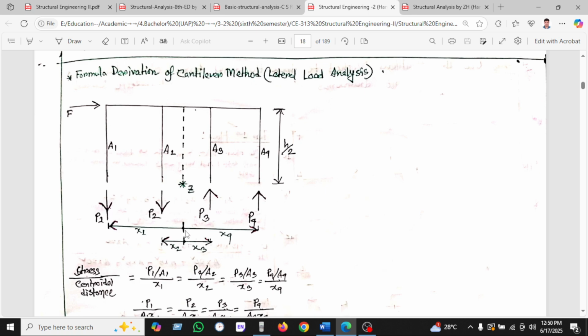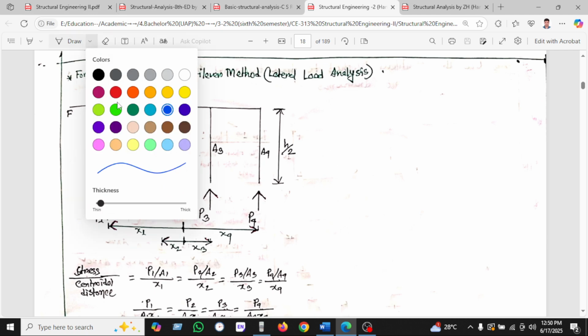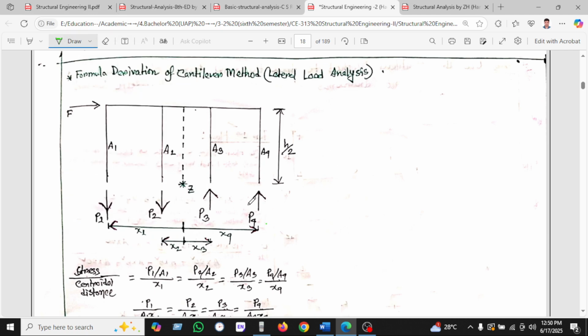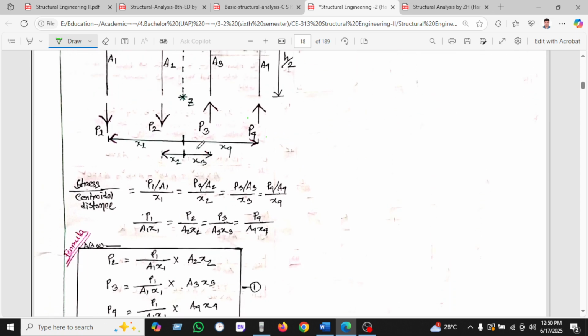You can see the distance from CG to A1 is x1, CG to A2 is x2, CG to A3 is x3, and CG to A4 is x4. P1 and P2 are downward, and similarly, in this case, P3 and P4 are upward. Okay, let's see.